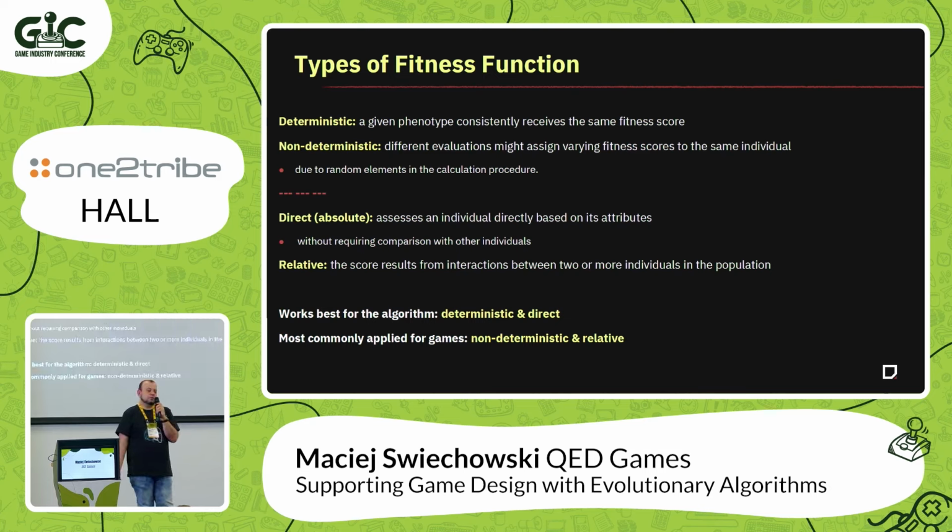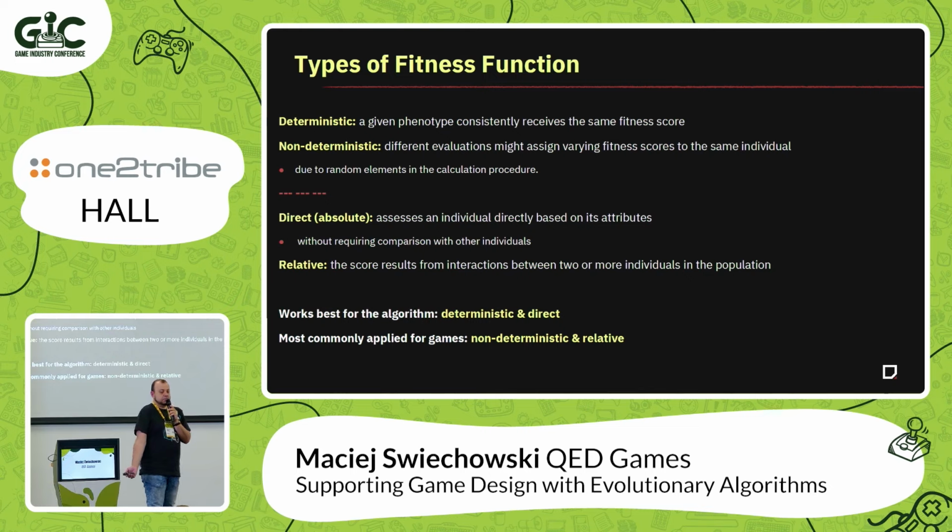And what are the types of fitness function? It can be deterministic, which means that, for example, we have some design parameters of an individual, and based on them we can assign the fitness score, so the quality of this individual, just based on them. Every time, the same set of parameters will get the same score. So this is the deterministic example.